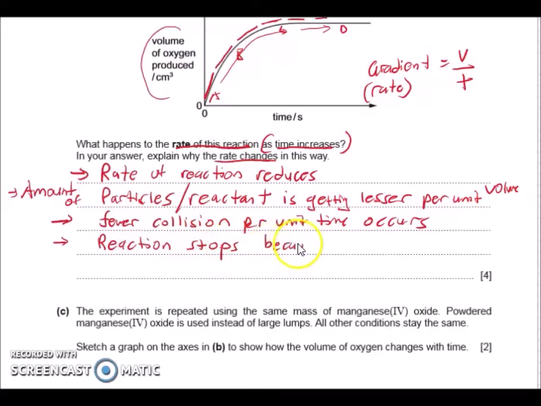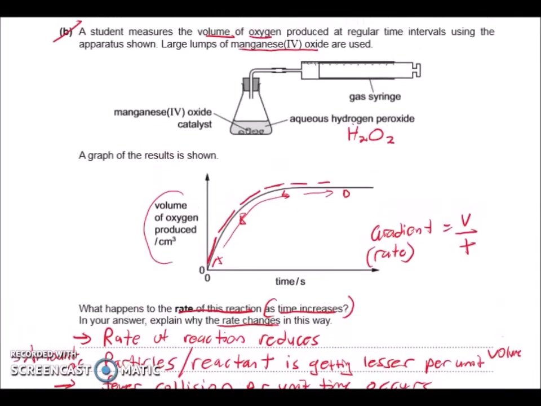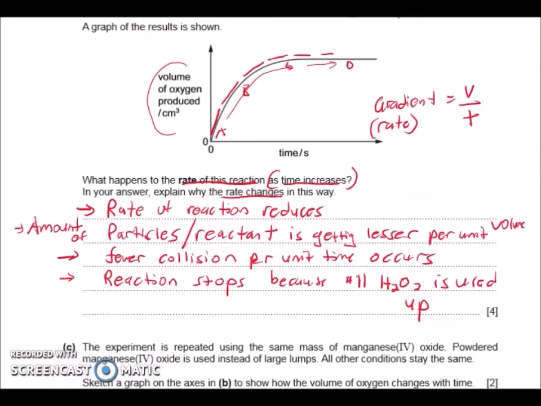The reaction stops because all hydrogen peroxide is used up. Okay, all hydrogen peroxide is used up because the only thing to be blamed over here is hydrogen peroxide, because as you notice here, there is the factor of catalyst. You could see here the large lump of manganese oxide is used. So we have the catalyst a lot, but the reactant hydrogen peroxide is limited. So this is the limiting factor, we call it. Okay. So now we scroll down back.